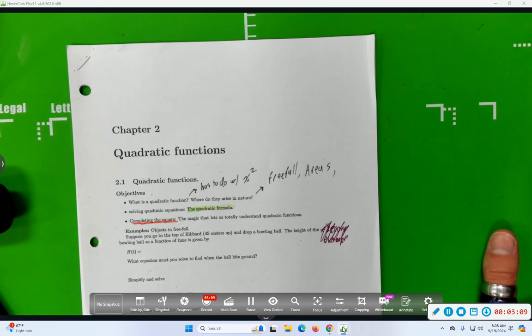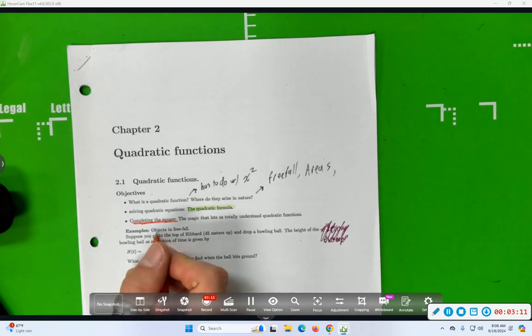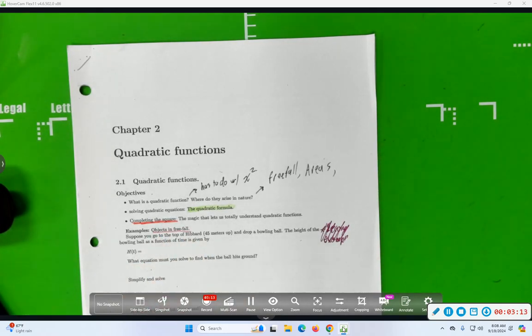Nice. All right, so the key example, at least in the notes, I had second thoughts about whether I wanted to change this example, but it was already printed. So suppose you go up to the top of Hebron, I guess not today because there's storming, which I saw is about 45 meters up. Didn't measure it. Seems about right. And drop a bowling ball. The height of this ball as a function of time is now given by the following formula, according to physics.